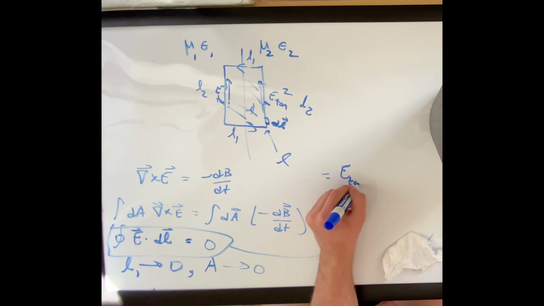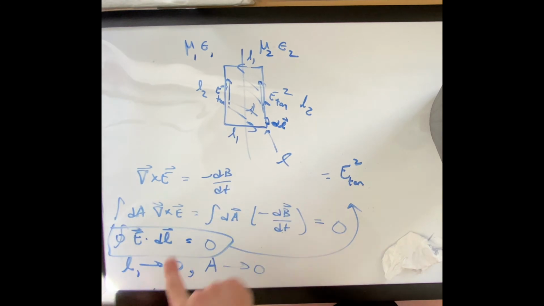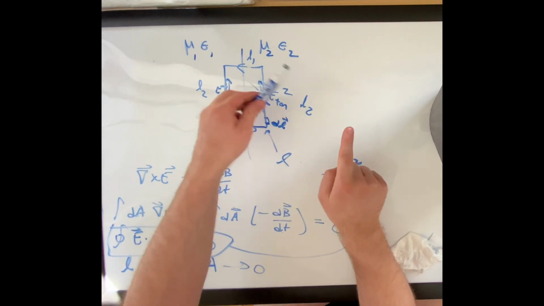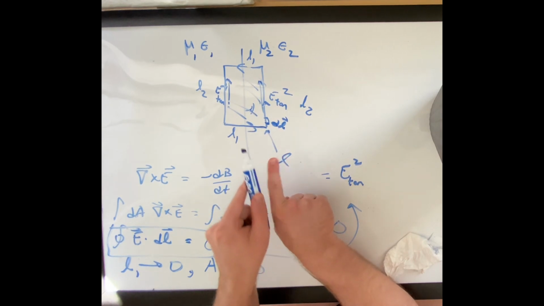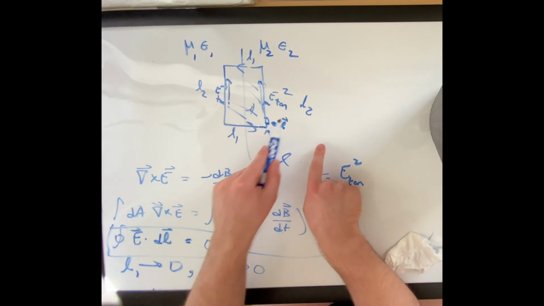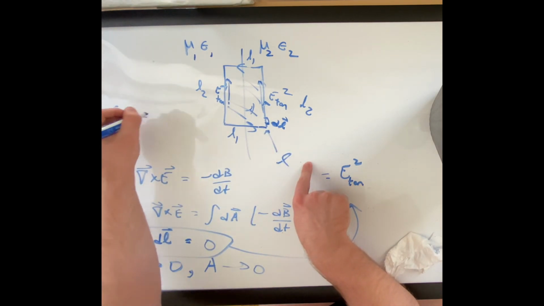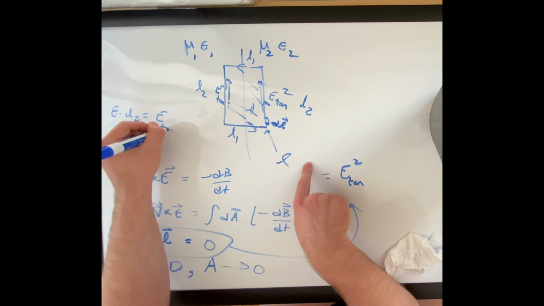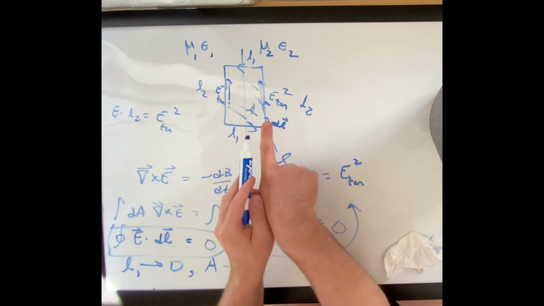So E tan 2. Now tan is important because I'm only considering the dot product of E. E could be any direction, right? But E tan is going to be the tangential component along the surface, right? And so E dot L2 equals E tan 2, right?